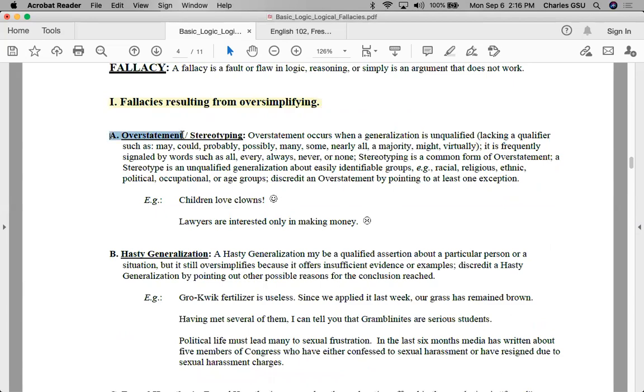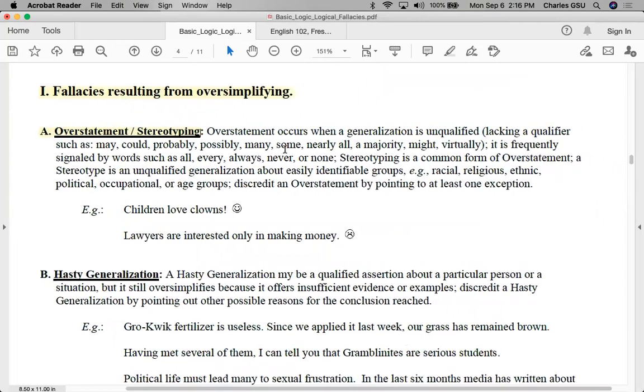Okay, going back to the fallacies themselves. The first one is an overstatement, also commonly known as stereotyping, or stereotyping as a type of overstatement. So there are many types of stereotypes. There's the obvious racial stereotype, religious, ethnic, political, occupational, ageist stereotype, and so on. And so what they're doing is they're taking the entire category, think of one of those circles again, the entire pie, if you will, and they're saying all people are like this, right?